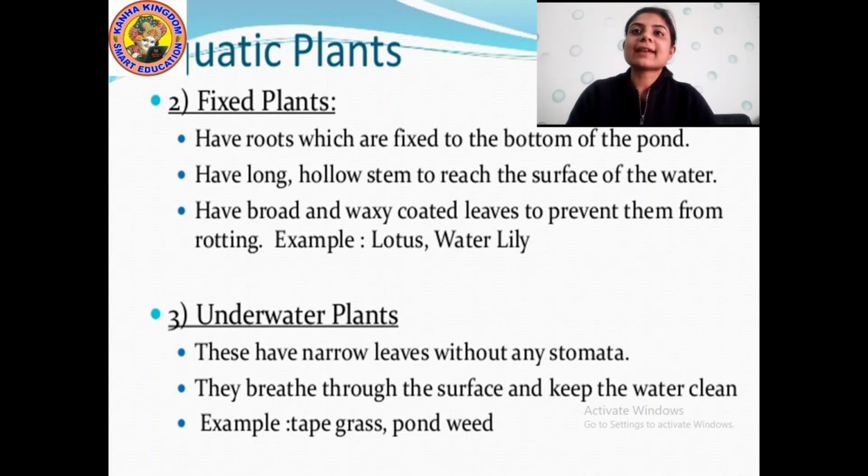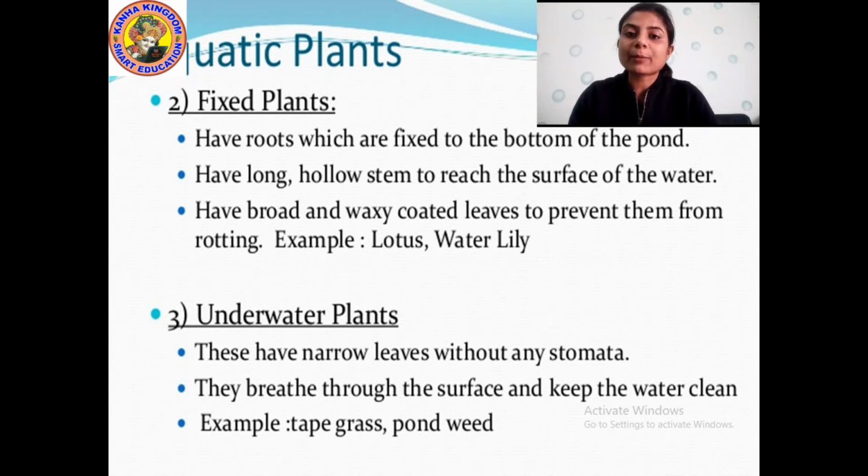Okay, and the examples of fixed plant are lotus and water lily. You will see the lotus. The stem of the lotus is thin and long, yes or no? And the flower blooms above the water. And what type of shape does the leaf of the lotus plant have? It is broad in shape, yes or no? It is broad in shape and it floats, and the roots reach the bottom of the pond.